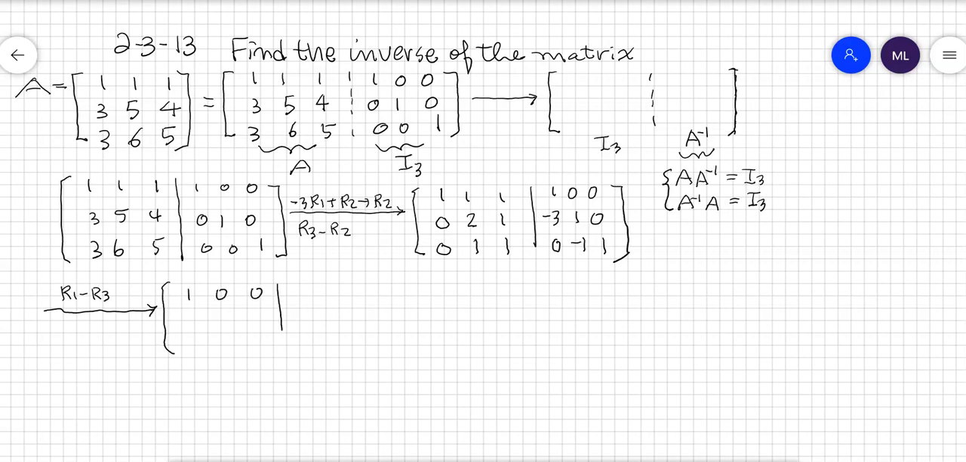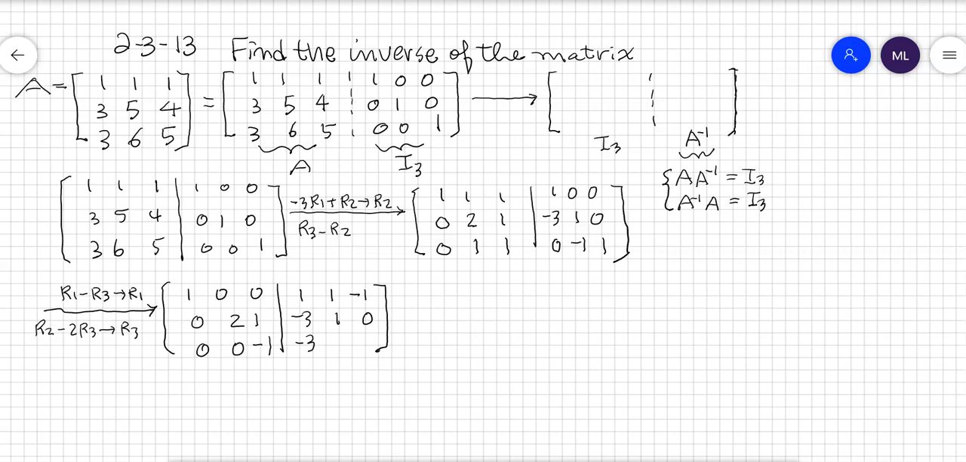So 1, 0, 0, and go to R1. So it is 1, 1, negative 1. And then I want to make this guy 0. So R2 subtract 2 copies of R3 and go to R2. So now it's going to be 0, 1, which is the same, and then the 0, 0. So that was negative 2. That was negative 2. So it's negative 1, negative 2. So this is simply negative 3.